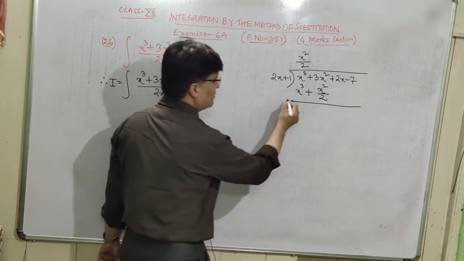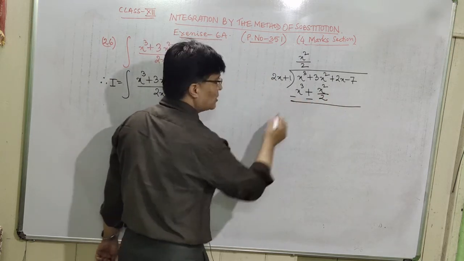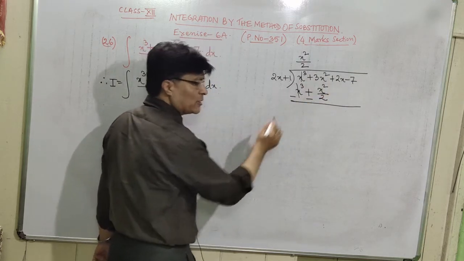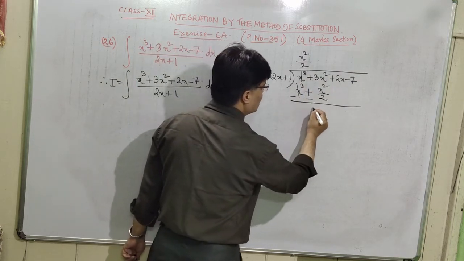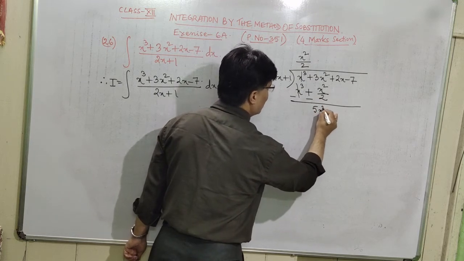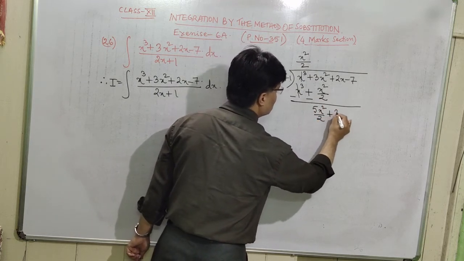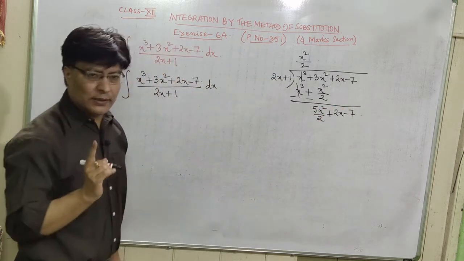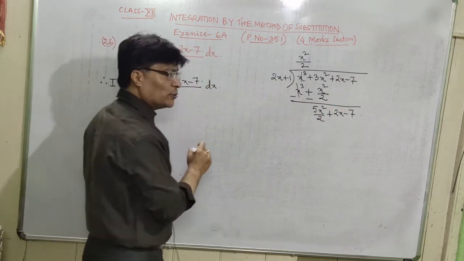So let us subtract them. This is minus minus. So this x cube will be cancelled. What is 3x square minus x square by 2? 2 3s are 6 minus 1. That is, it is 5x square by 2 plus 2x minus 7. Is that clear? So next, what will you do?